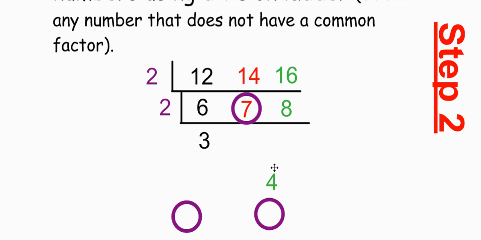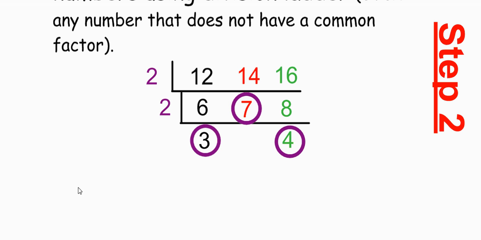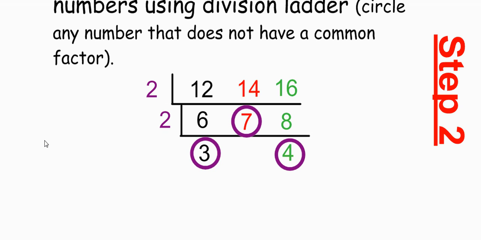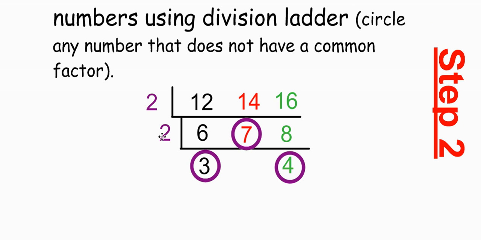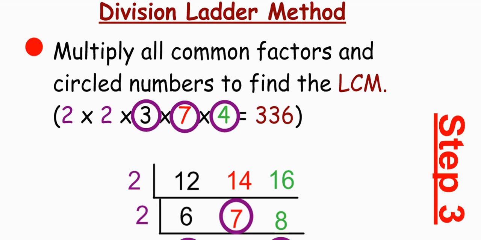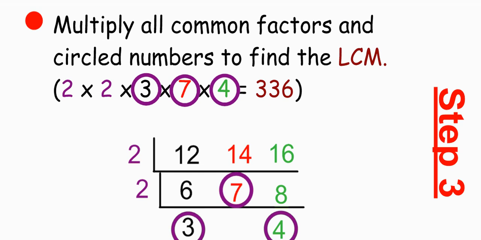6 divided by 2 is 3, and 8 divided by 2 is 4. Now, since 3 and 4 don't have any more common factors, we circle them, and we've completed step number 2, circling the ones that are not common, and then the ones that are common we put off to the side. Finally, all we have to do is multiply all of those common factors to find the least common multiple. Notice the circled numbers and the ones on the side.